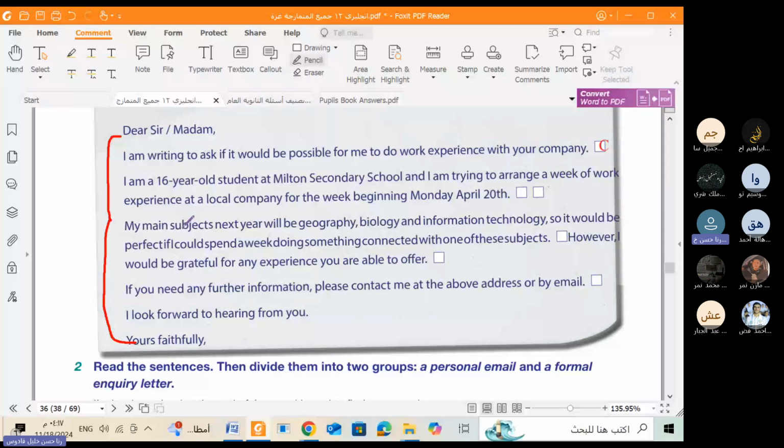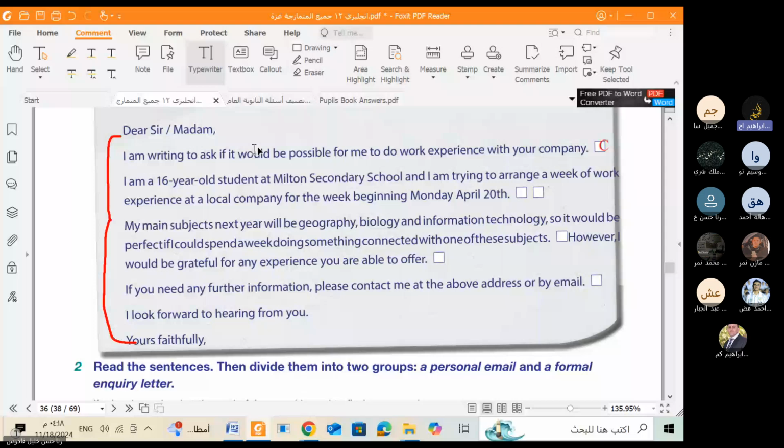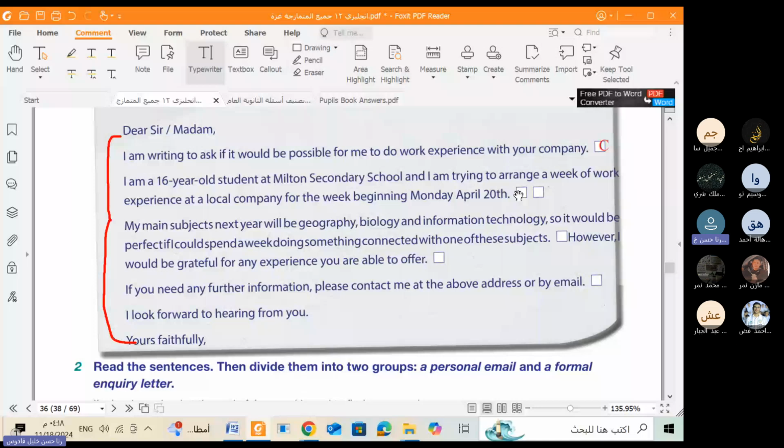Can you, Ibrahim, read the second paragraph and tell me what are the purposes of these two sentences in it? Sure. I am a 16-year-old student at Milton Secondary School, and I am trying to arrange a week of work experience at a local company for the Royal Bank. Sorry, Ibrahim, which is the first one? I'm a 16-year-old student at Milton Secondary School. This is what? Yeah, introducing yourself.